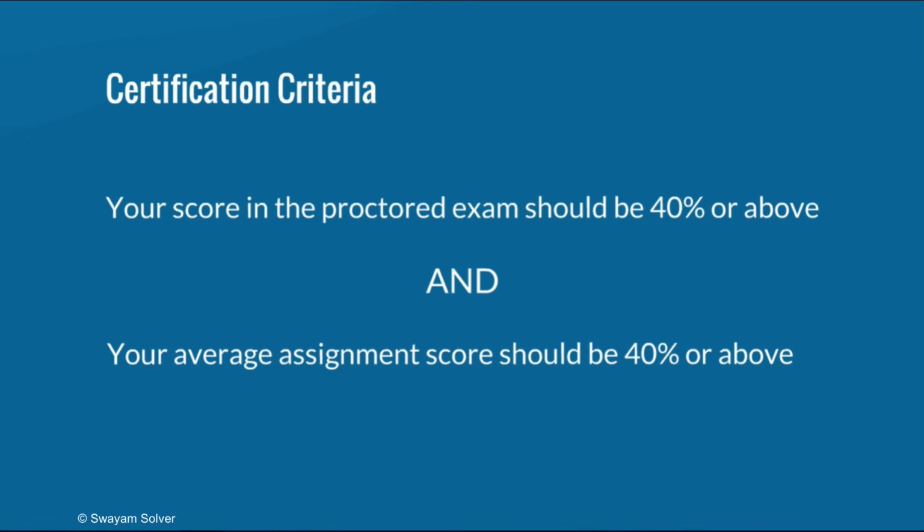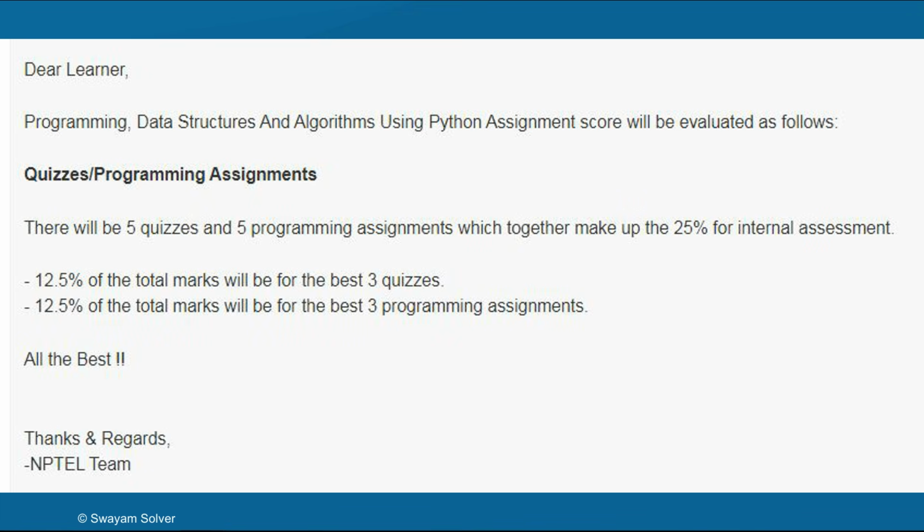All right, now another condition which you have to fulfill is that your average assignment score should be at least 40% or above. So to understand this condition, you have to actually understand how NPTEL calculates average assignment scores. Because this is an 8 weeks course, only your best 6 assignments are considered for average assignment score. The remaining 2 assignments are just ignored.